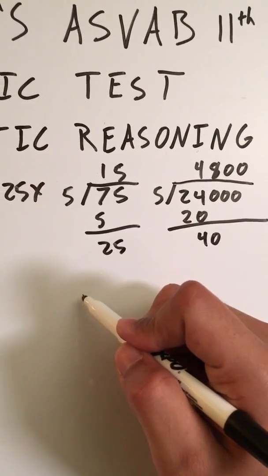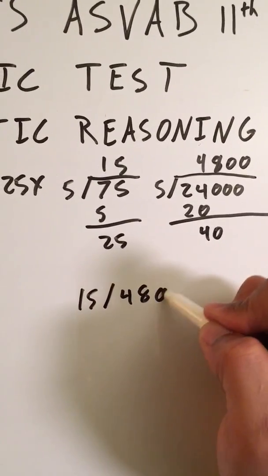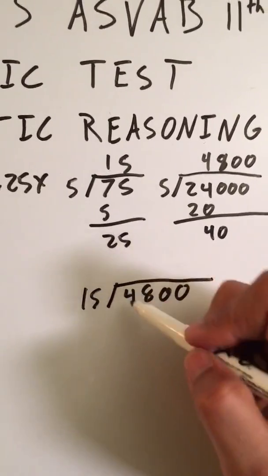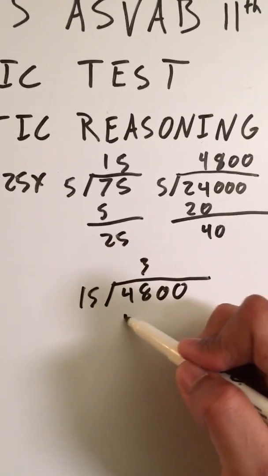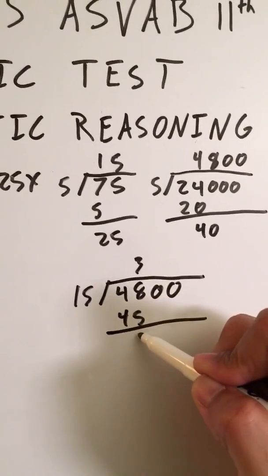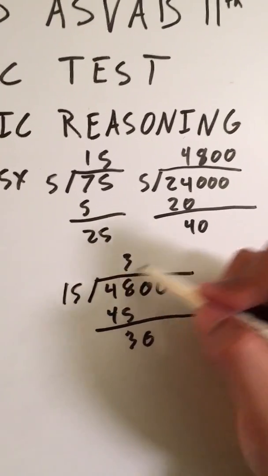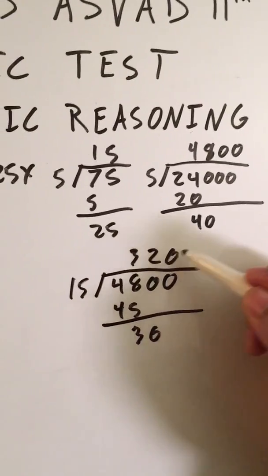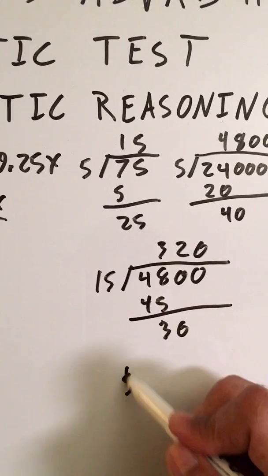Let's go ahead and solve that out. 15 goes into 4800. 15 times 3 is 45. Put a 3 there, 45 here. 48 minus 45 is 3. Bring the 0 down. 15 times 2 is 30. We are finished. We know that the original price is $320.